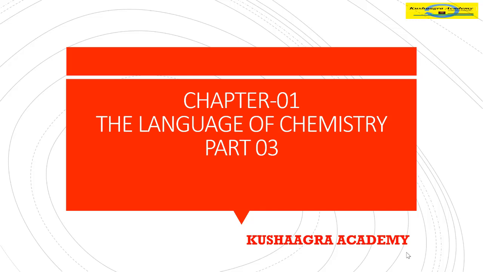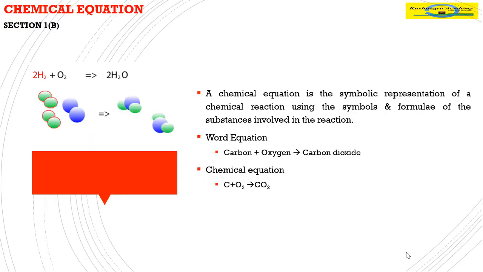Class 9, Chapter 1, The Language of Chemistry, Part 3. In this part, we will study about the chemical equation, about the chemical reaction, about balancing of the chemical equation and why we balance the chemical equation, what are the information we can get from the chemical equation, and about the molecular mass and the relative atomic mass.